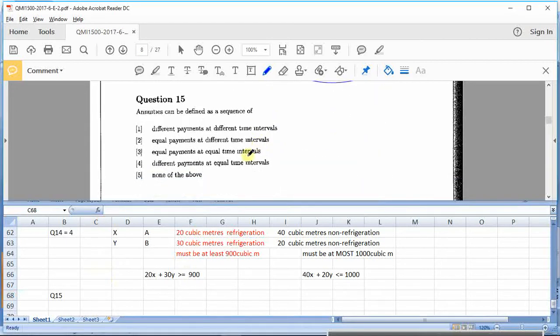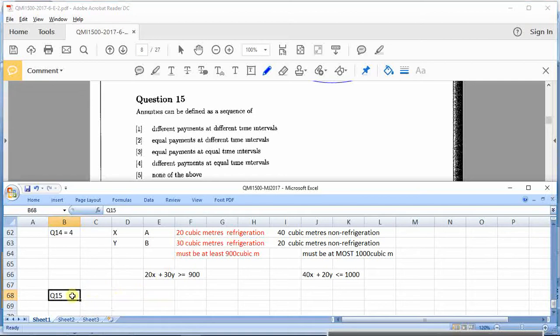Alright, next. 15 is a theory question. Annuities can be defined as a sequence of different payments, no. Equal payments, yes. At different time intervals, no. Equal payments at equal time intervals, yes. Option 3.